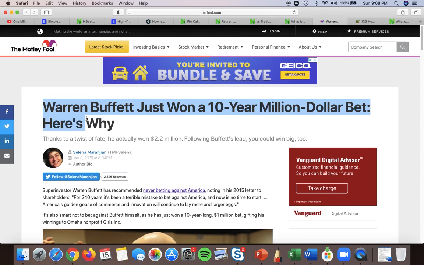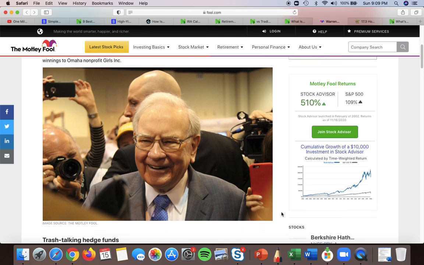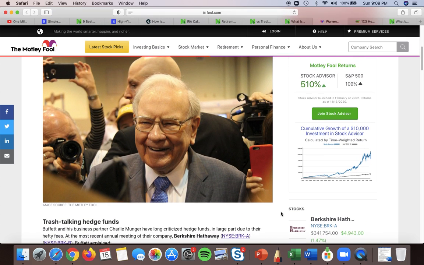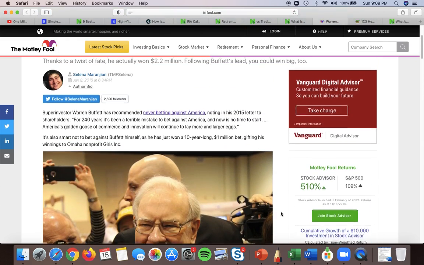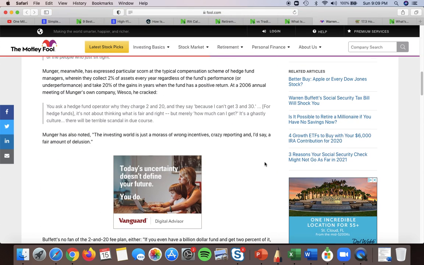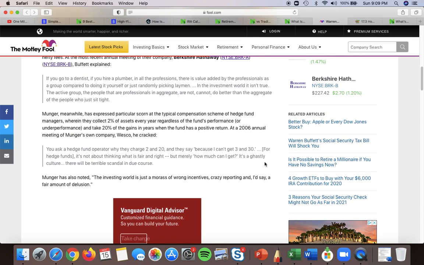Warren Buffett just won a 10-year $1 million bet. This is from 2018. So if you don't know who Warren Buffett is, he is possibly considered the most successful investor of all time. He owns a conglomerate called Berkshire Hathaway. And the idea behind this $1 million bet that he won over the course of 10 years has to do with the idea of active versus passive management.